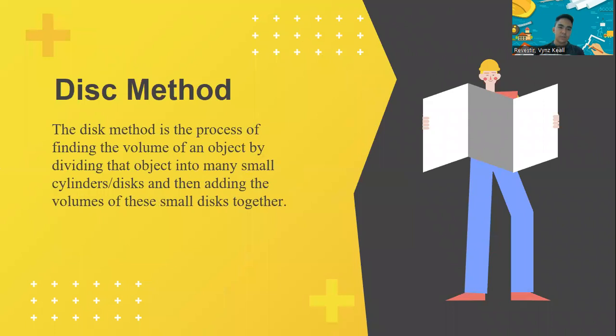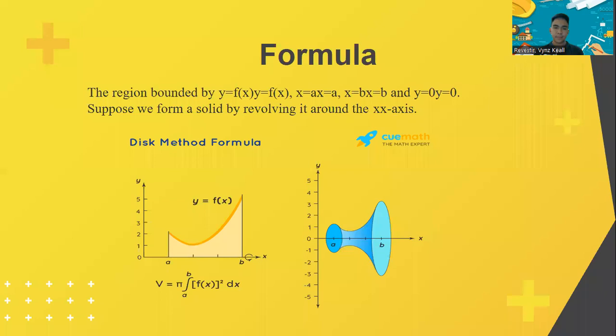What is the disk method? The disk method is the process of finding the volume of an object by dividing the object into many small cylinders or disks and then adding the volumes of these small disks together. So this is the formula for the disk method.